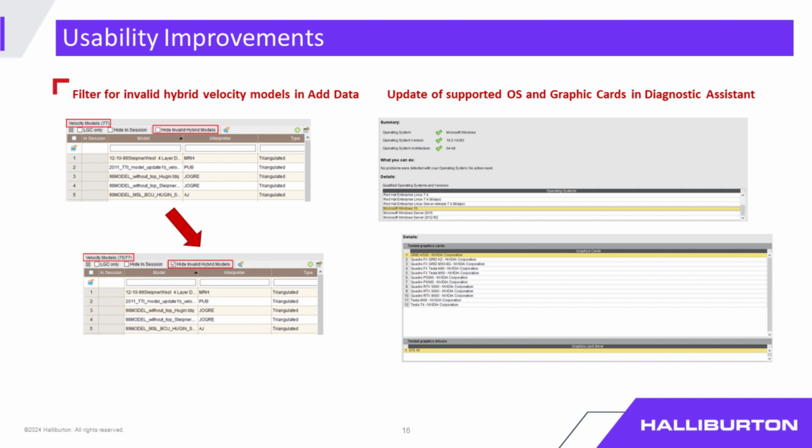Filter for invalid hybrid velocity models helps users to quickly sort out models that are corrupted. As shown in the screenshot, if enabled, this filter hides invalid models and shows the total number of available and correct models. Finally, EP5 series supports new operating systems and GPUs. This can be found in Diagnostic Assistant test results as well as in the installation guide.